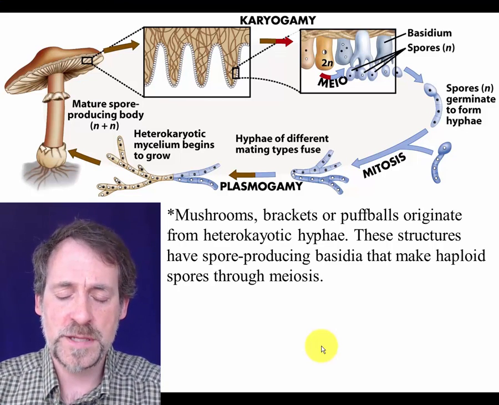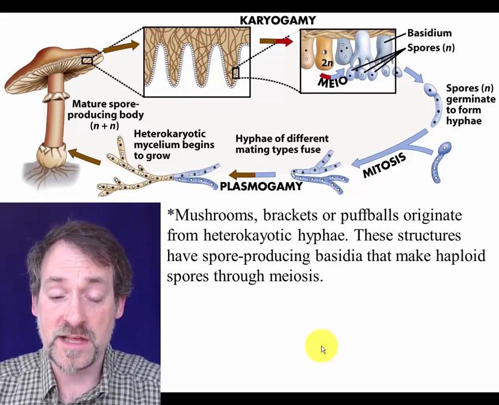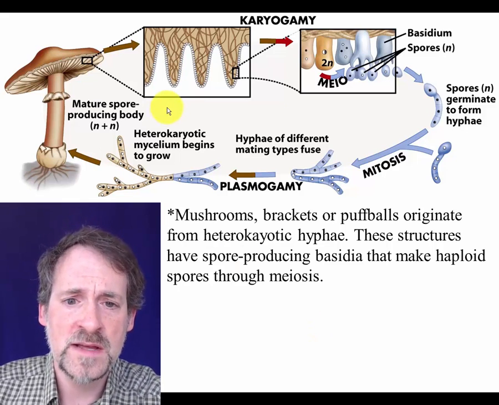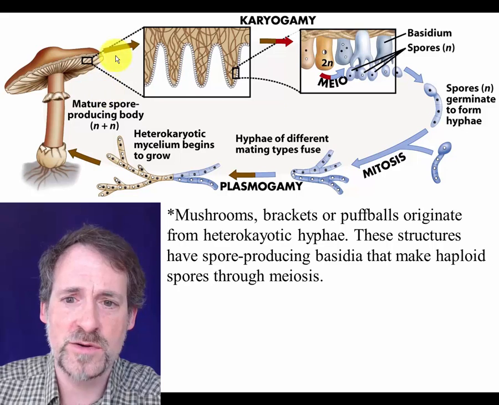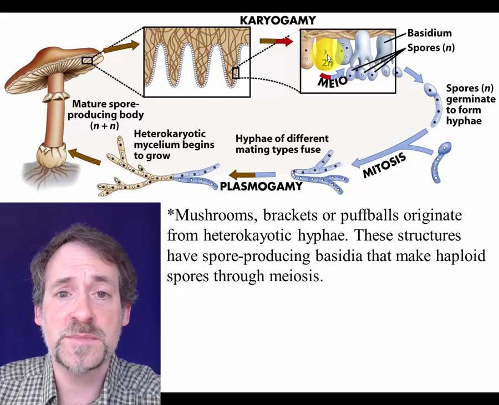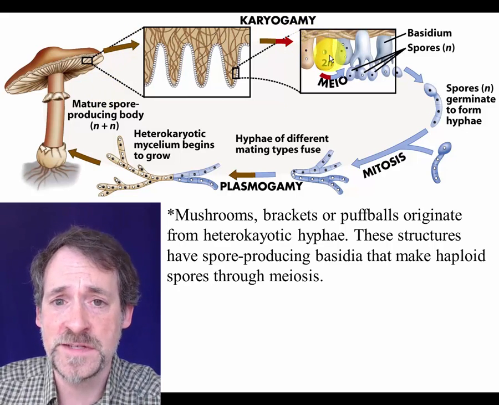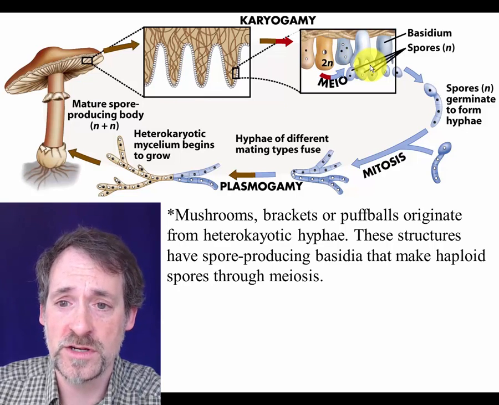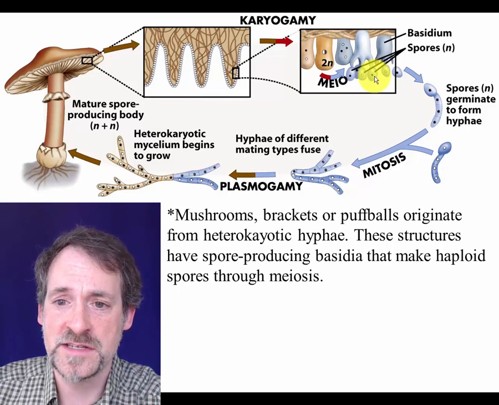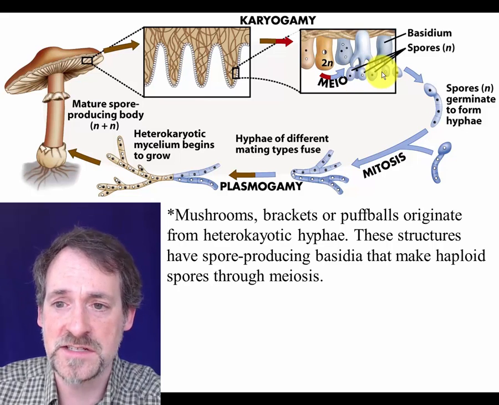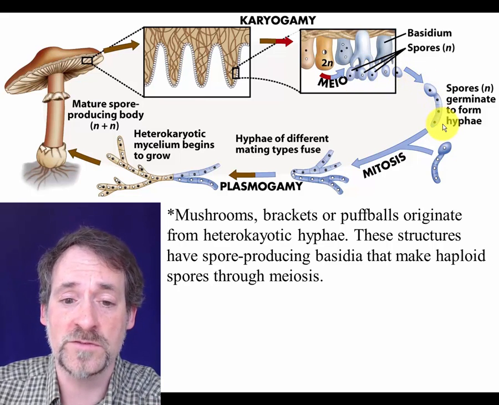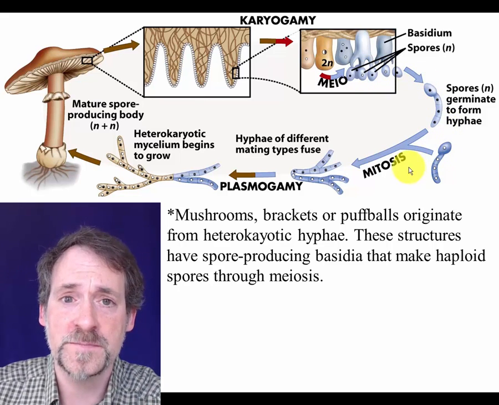Here's a picture of where they occur in the life cycle. Again, the mushroom is over here. This is heterokaryotic. Only in the tips of these hyphae does meiosis occur, generating these genetically distinct spores that then go off and form their own mycelia.